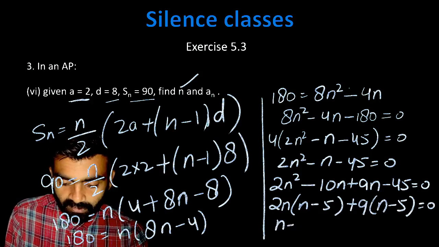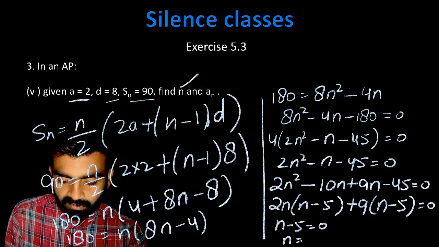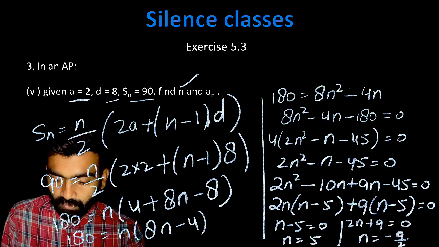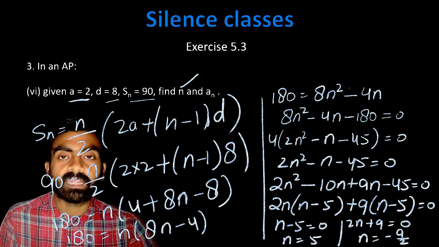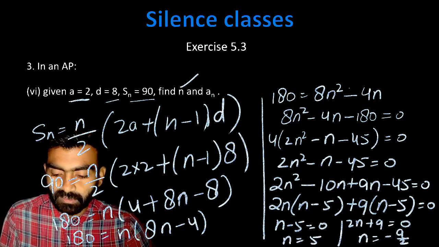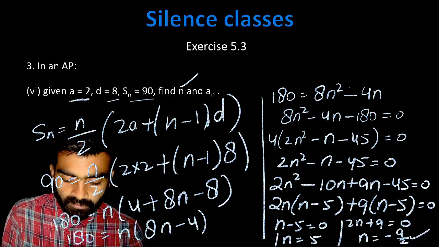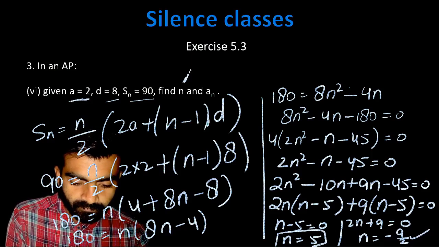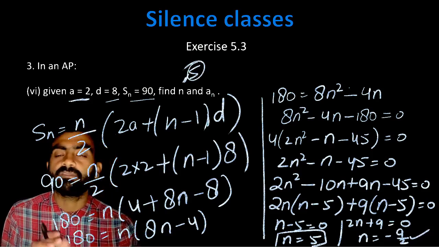So by using n minus 5 is equal to 0, we will get n is equal to 5, and 2n plus 9 is equal to 0, we will get n is equal to minus 9 upon 2. Okay, minus 9 upon 2. So we can say that n, the number of terms, cannot be in this particular form. So the number of terms is 5, so n is equal to 5. Okay, we will get n as 5.